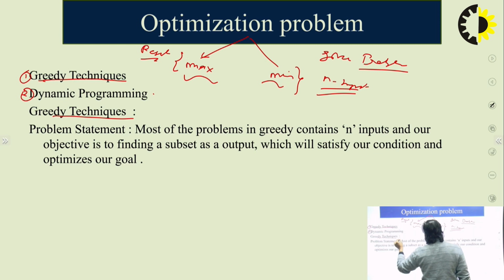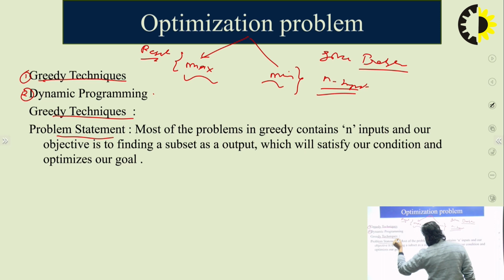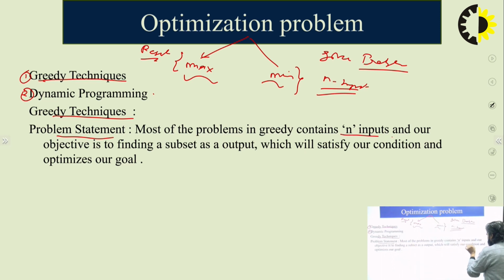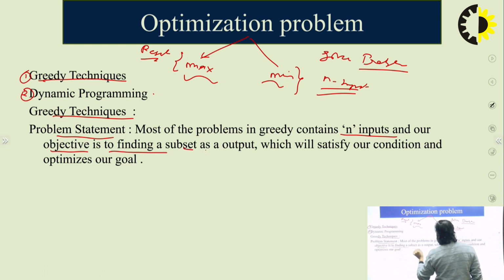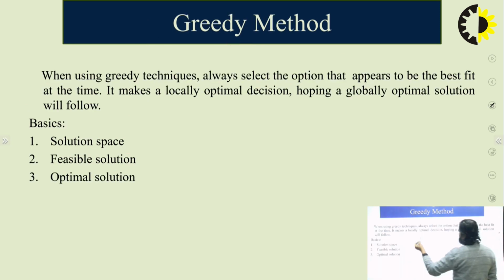What is the meaning of the greedy technique? We discuss the problem statement of the greedy technique to solve problems. Most of the problems in greedy contain n inputs, and our objective is to find a subset of outputs which will satisfy our conditions and optimize our goals. That's known as the greedy technique. The same applies to optimization: we find the maximum or minimum by applying the conditions. It's known as the greedy technique.